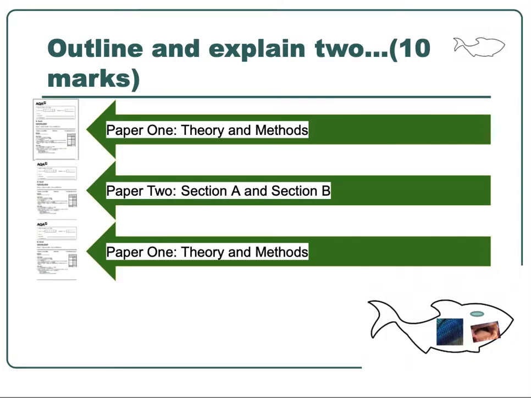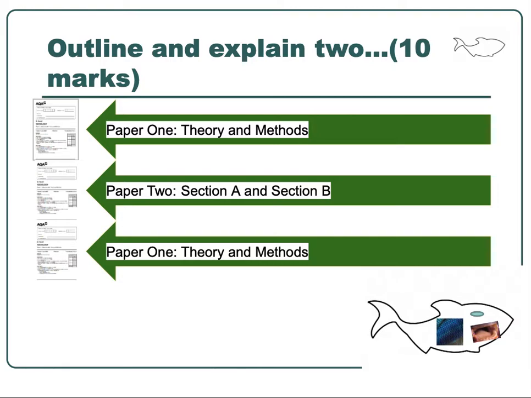In your sociology exam, you will be asked to outline and explain two reasons, ways, criticisms, factors and so on in all three of your exam papers related to the different topics. In the theory and methods section of paper 1, it appears once, twice on paper 2 in section A and then once again in section B, and also on paper 3, this time again as a theory and methods question.